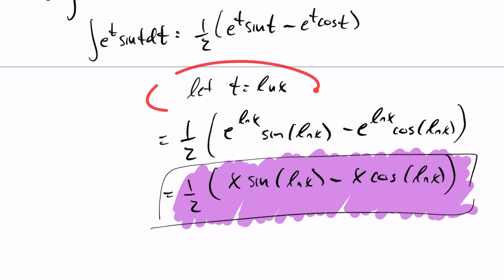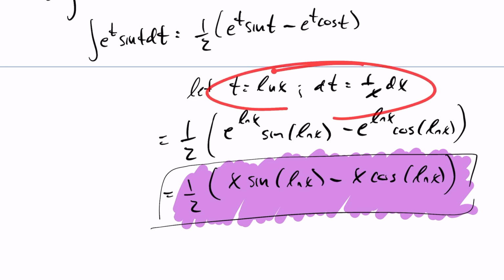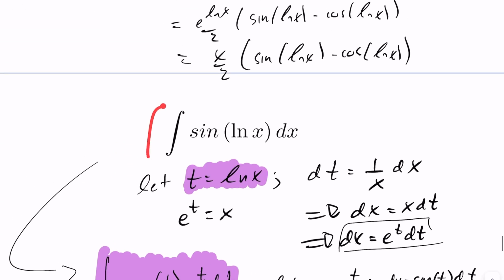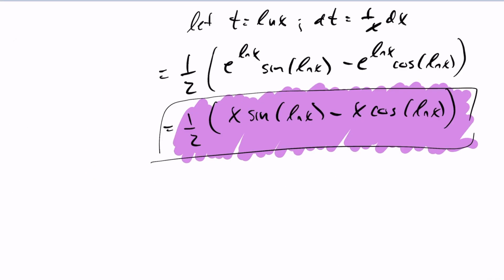You'll notice a quick observation. If you substitute this in for t and make note of dt equaling 1 over x dx, and you substitute both of that into here, you'll end up getting your original integral, which was the integral of sine of ln of x dx, and you'll see it is equal to 1/2 times x sine ln x minus x cos ln x.